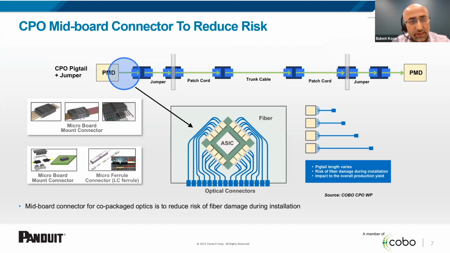If you look at this picture here, at the connection for a CPO to the ASIC, you find that we may have different lengths of fiber pigtails, and for installation that could cause some trouble. There may be some breaks of the fibers during the installation. To solve this problem, an idea is to have a mid-board connector, so we have at least one connection point where we can manage these fibers in a better way for reliability.